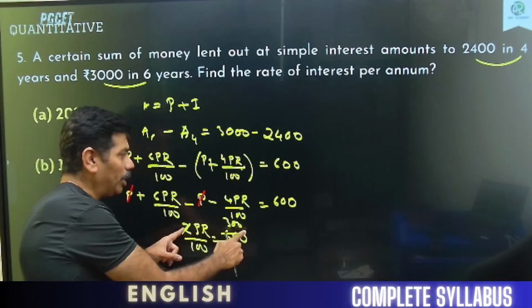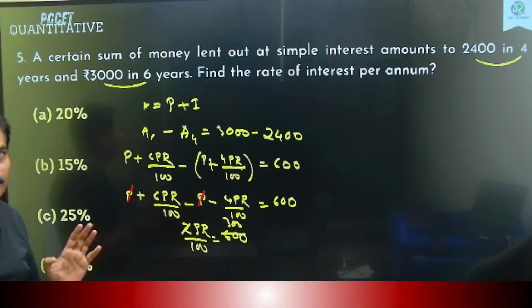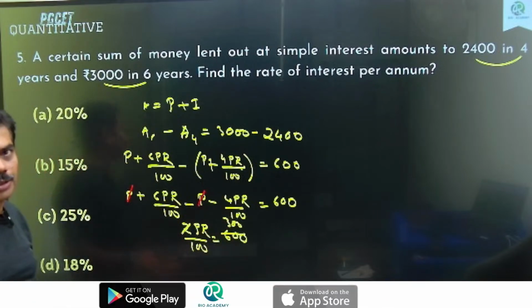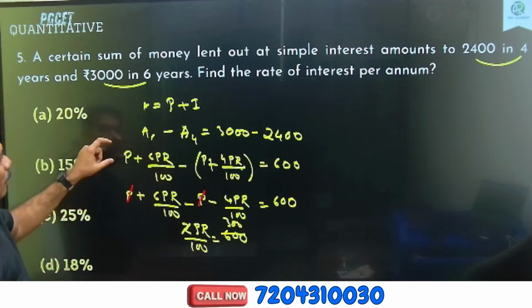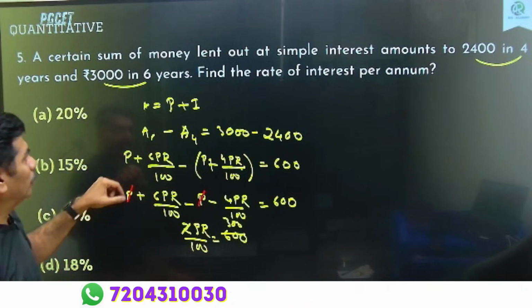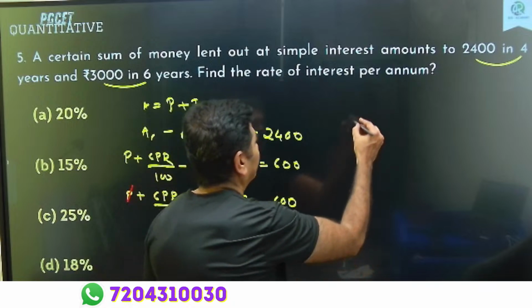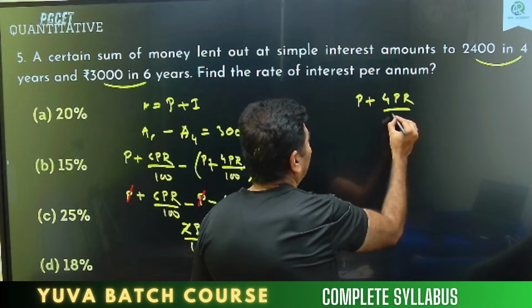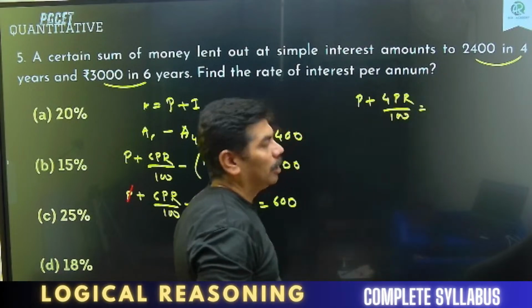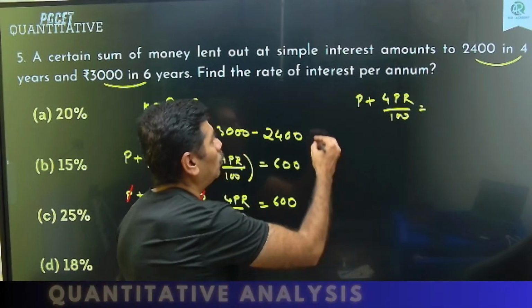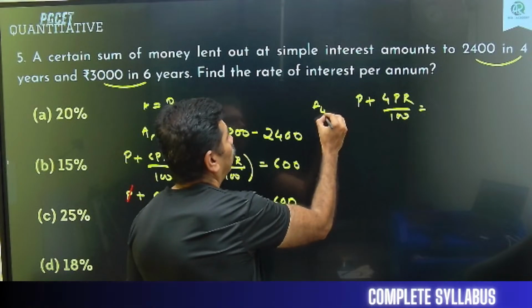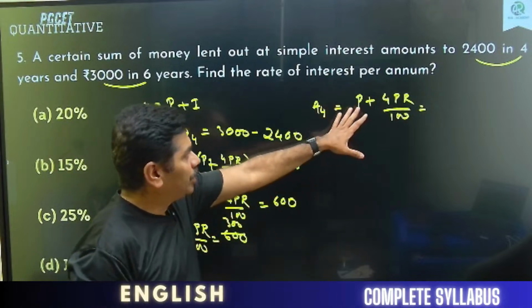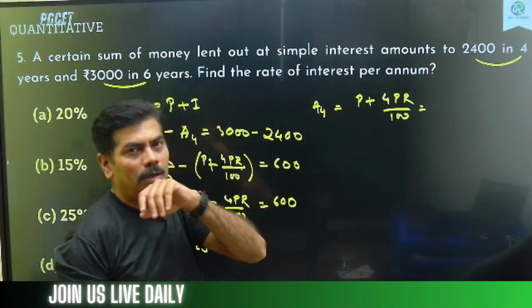Okay, it should always be numerator or denominator, you can cancel like this. So pr by 100 will give you 300 rupees. Okay, now what do we do? We will apply it in this formula, or this formula, whichever is fine. Now P plus 4 pr by 100 equals the amount at the end of 4 years, that is principal plus 4 pr divided by 100.